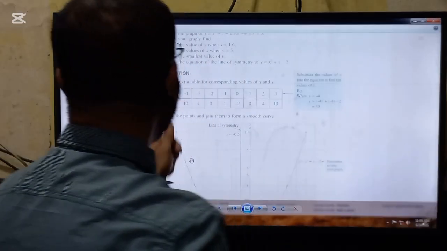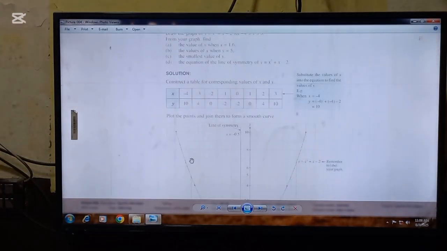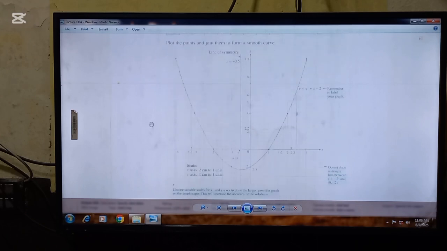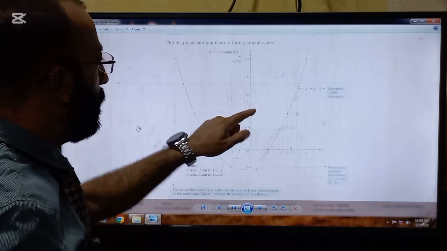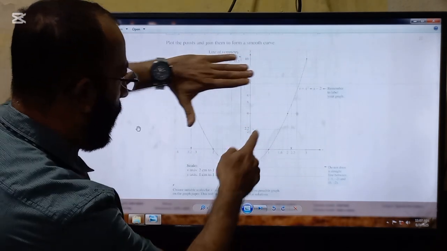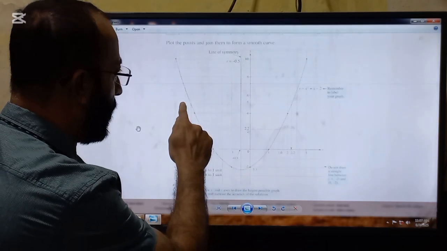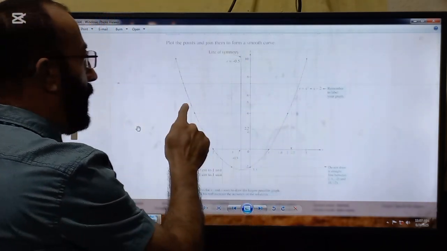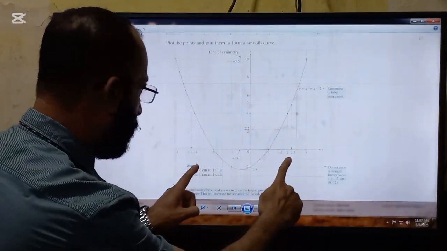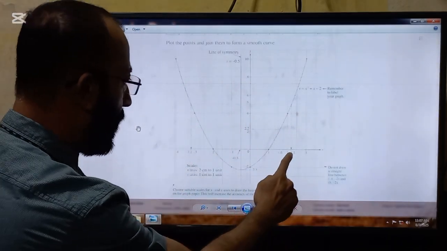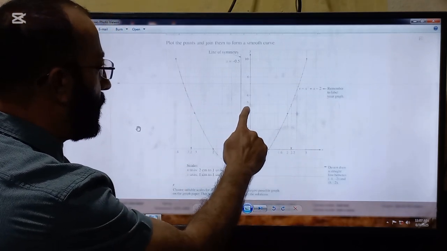In the next part, the values of x when y is equal to 5. So look now, this is y equal to 5. So we will put a scale like this and draw a line through the point where y is equal to 5. So the line will cut here and here. So we will find the values from here and from here. So these are the answers, minus 3.2 and 2.2. These are the answers of x when y is equal to 5.